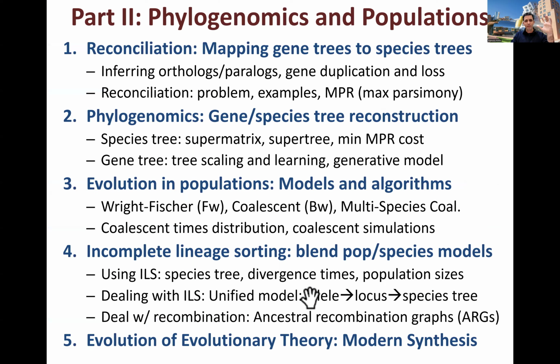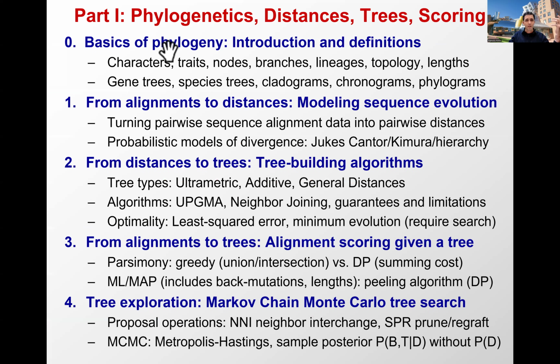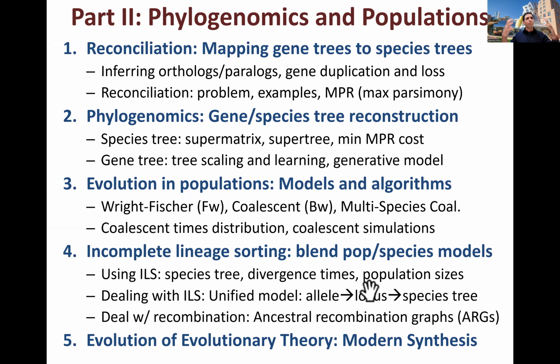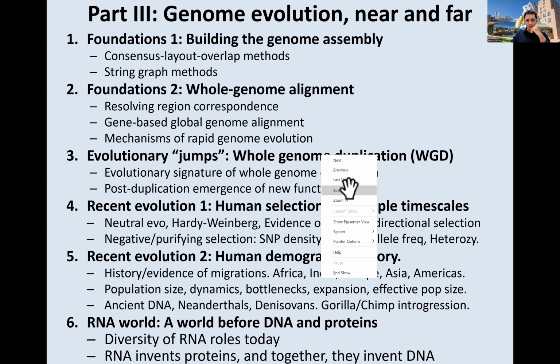All right, with this, I will leave you with this extraordinary topic of evolution. We only have one lecture, unfortunately, given how much other stuff we want to cover, but hopefully it gives you some glimpses of this extraordinary diversity of first understanding phylogenetics, the basics of phylogeny, going from alignments to distances, from distances to trees, and from alignments to trees, and this tree exploration. The complexity that arises from understanding that genes evolve inside species and this phylogenomics approach, and also evolution in populations in incomplete lineage sorting, and these extraordinary events, these evolutionary jumps that can happen by whole genome duplication.